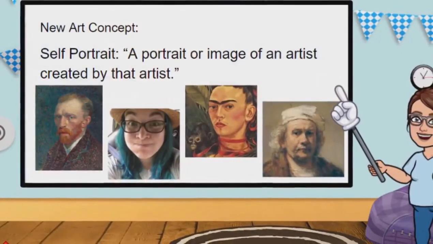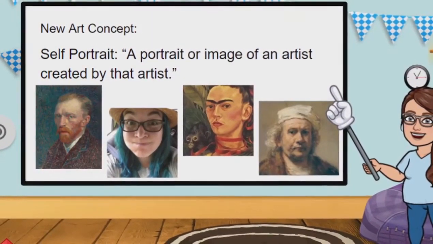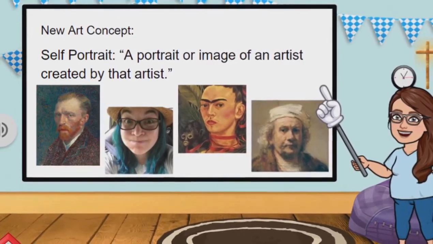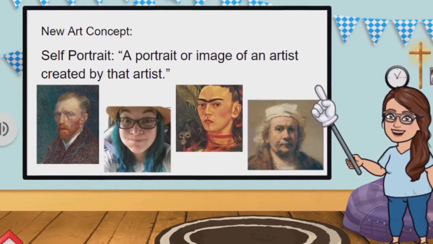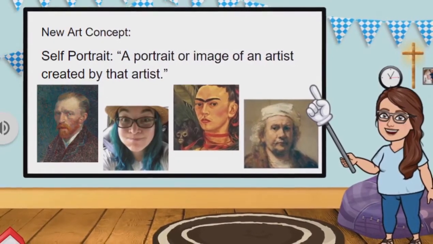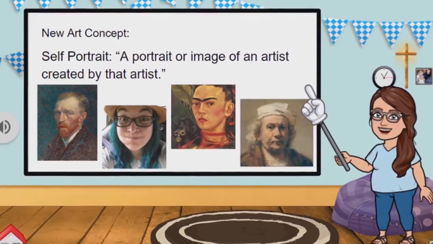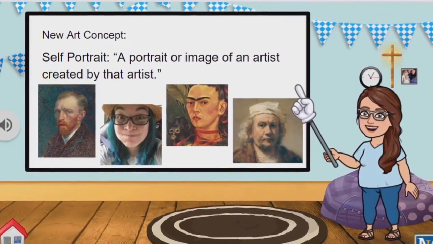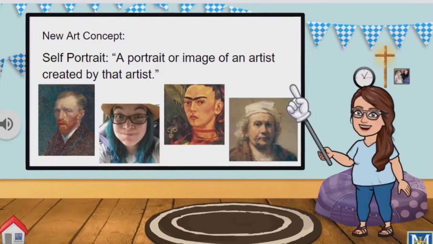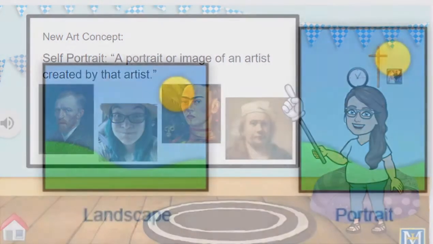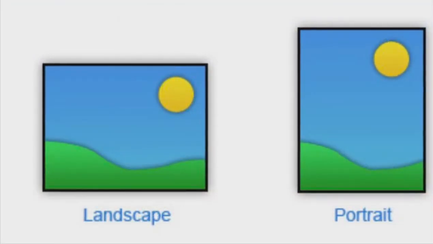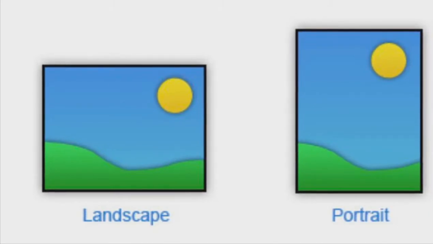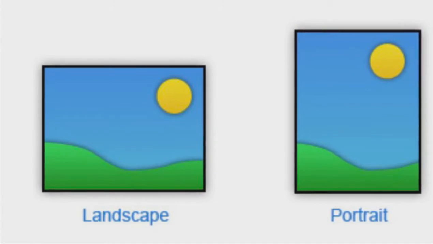Let's talk about self-portraits as an art concept. A self-portrait is a portrait or an image of an artist created specifically by that artist. This can be kind of confusing because we've been talking about portrait and landscape orientation, which means, is your image longer than it is tall, or is it taller than it is long? What's important when we're talking about a self-portrait is that you're thinking of an image of a person. A self-portrait can be in either orientation of portrait or landscape. We've been working with portrait in portrait orientation.